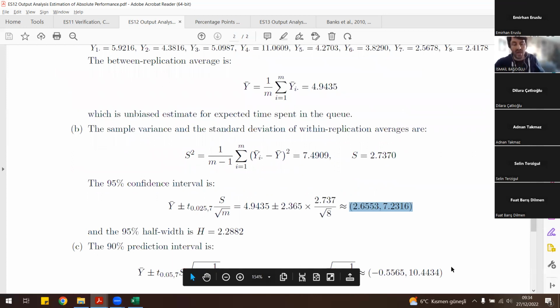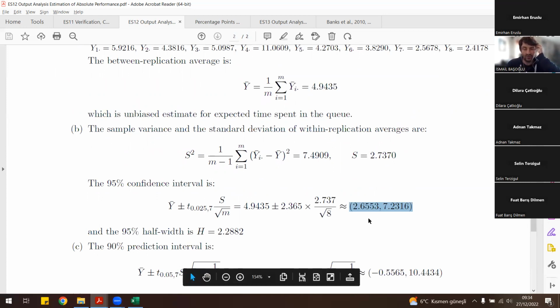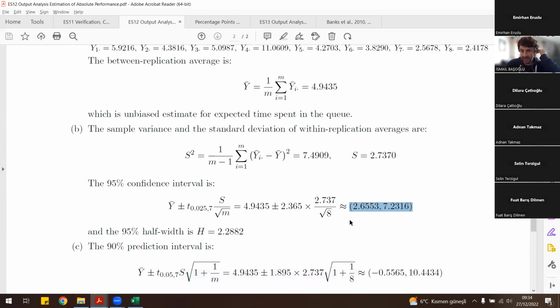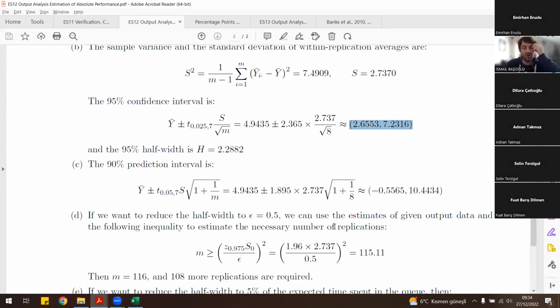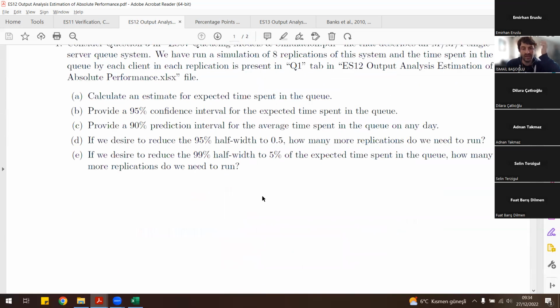which is going to be more accurate to make a comment on the results of the expected waiting time in the queue. So how can we reduce the length of the confidence interval, how can we reduce the half-width to 0.5? By definitely increasing the number of replications.